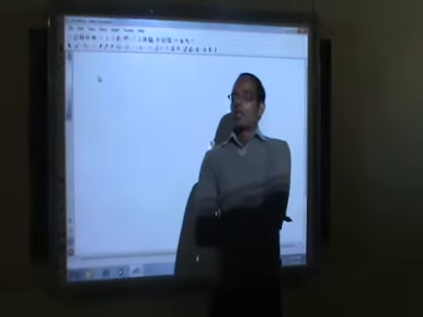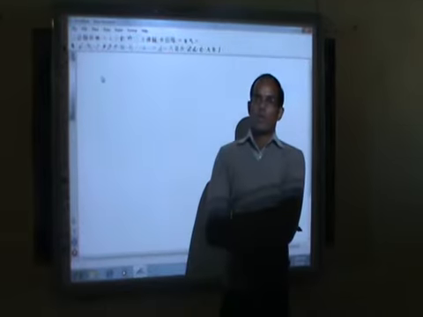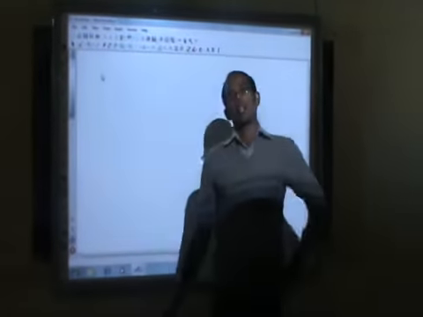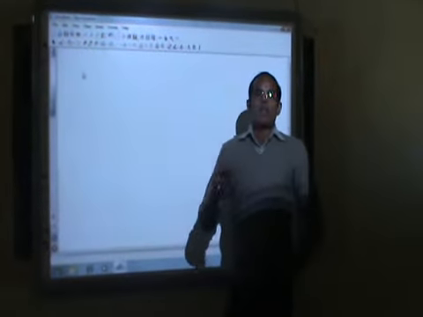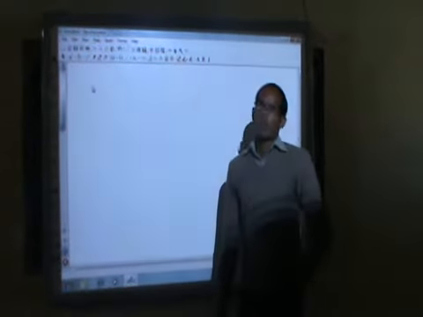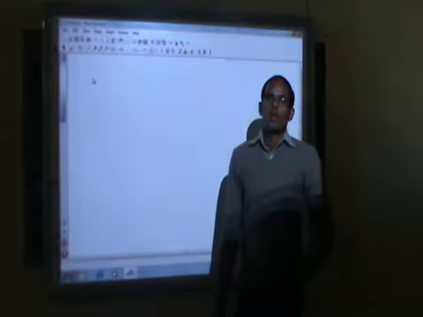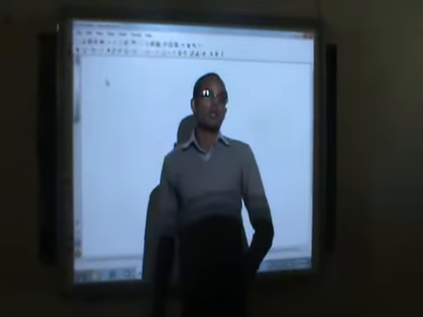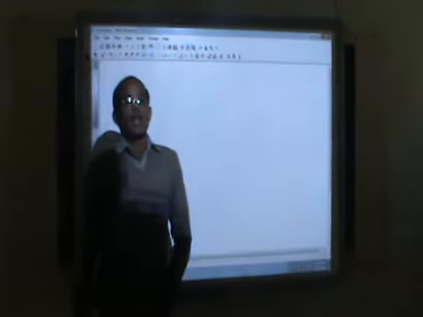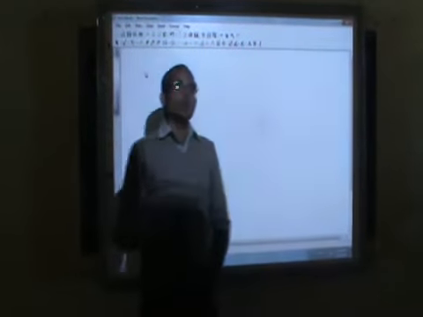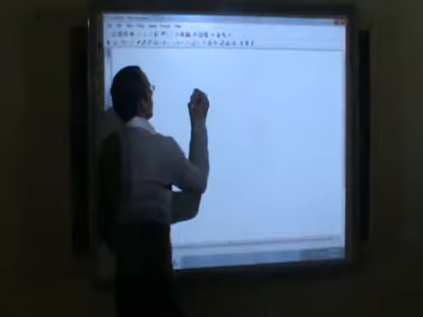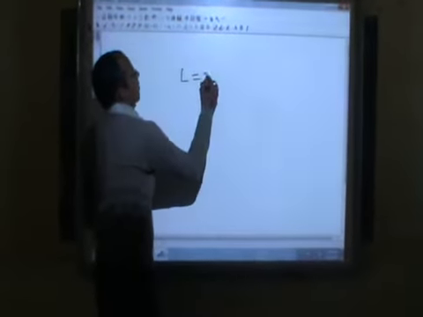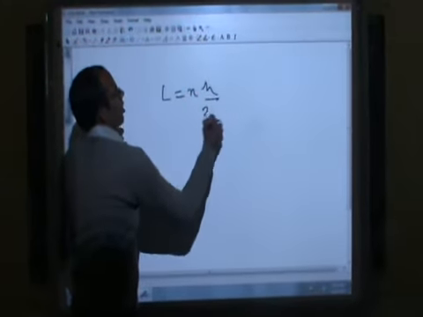Today we will continue our lecture of Bohr's atomic model. Bohr's first postulate says that electrons can revolve only in some stable non-radiating orbits. And the second postulate says that an electron can revolve in only those orbits for which the angular momentum is an integer multiple of h upon 2 pi.